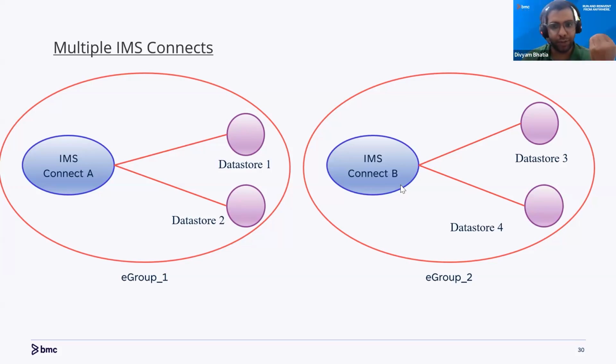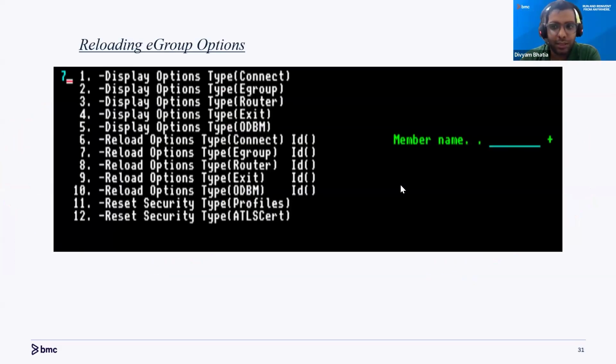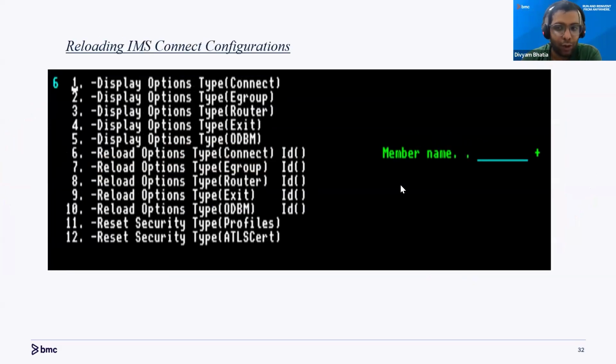Also, this is used where we have a single sysplex, that is a whole system wherein we can have different characteristics of message routing. This is how we reload the E group options using option 7, or just simply typing in this command. We can also reload the IMS Connect options. Any changes to IMS Connect options can simply be reloaded by this. So you have this option of reload options type connect ID.